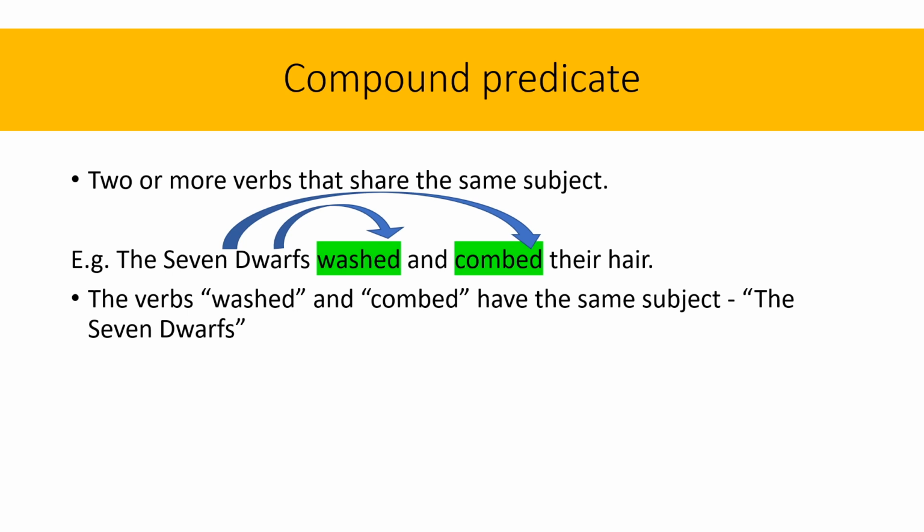Let's look at compound predicates. This means there are two or more verbs that share the same subject. So, for example, the 7 dwarfs washed and combed their hair. The verbs washed and combed have the same subject, the 7 dwarfs.